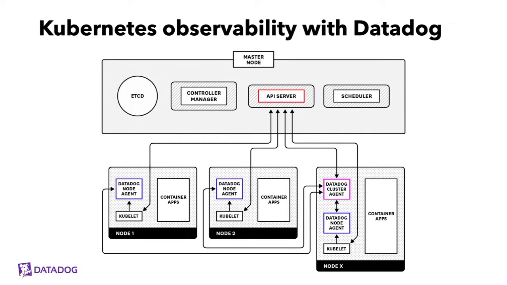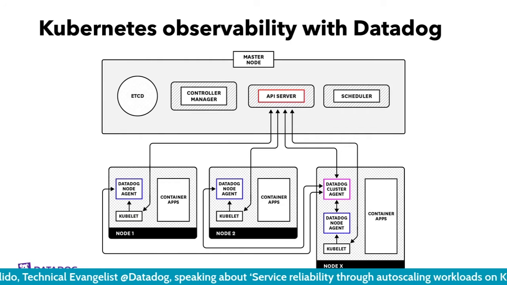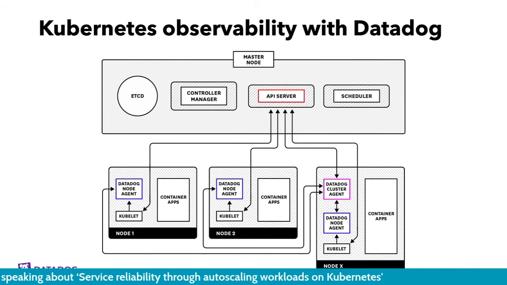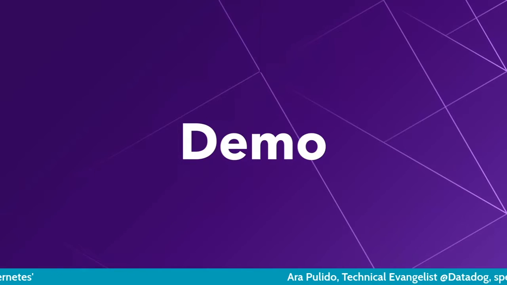And the way you monitor a Kubernetes cluster with Datadog is by deploying what we call a node agent. The node agent is going to be on every single node of your cluster, gathering information about the containers that are running, the CPU and memory that is being used on that node, et cetera. And we will be deploying the cluster agent as well. The cluster agent is a little bit different. It's mostly used to gather data about the API server itself.